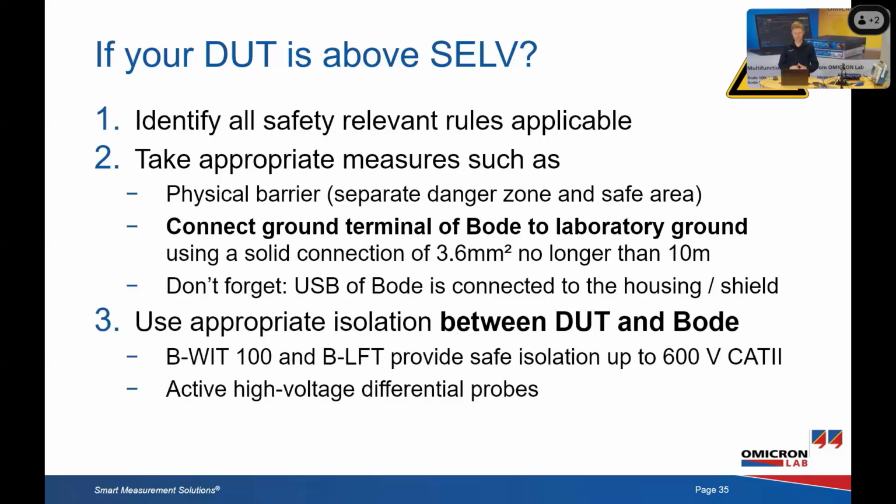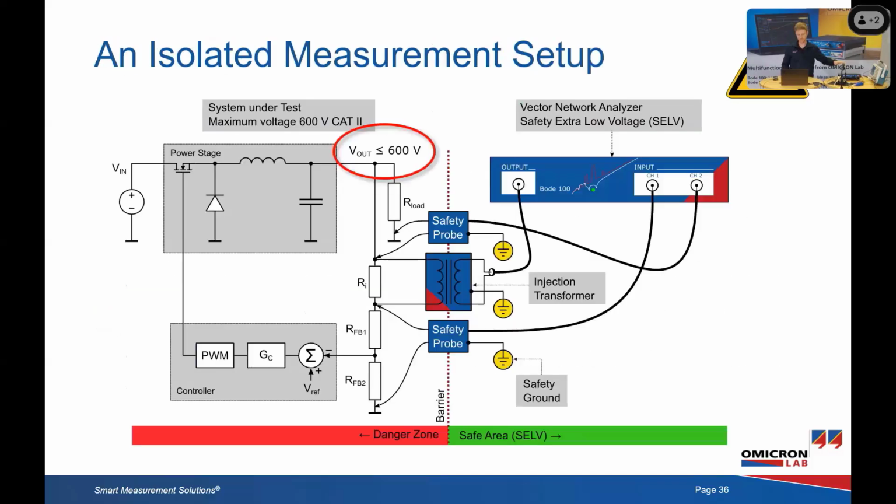So you must use appropriate isolation between the DUT and the Bode. And the B-VIT and the B-LFT, so our injection transformers, are rated for isolation up to 600 volts and in category 2. So you could use it on a system that is connected to a power socket in a household. And use active high voltage differential probes if you want to be safe. Then you have absolute isolation between the hazardous voltage and the Bode.